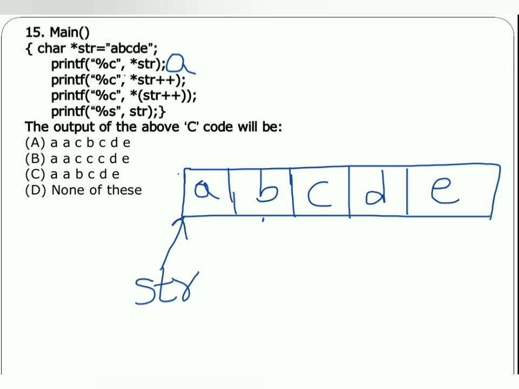Next one. Printf %c, pointer to string post increment. That means it will first print the first element of the string, then the pointer will increment. So it will print the first element of the string, and then the pointer will get incremented to the next value.